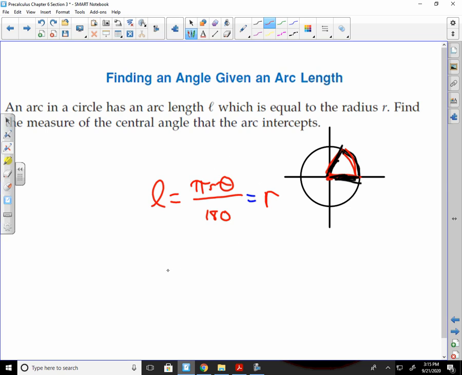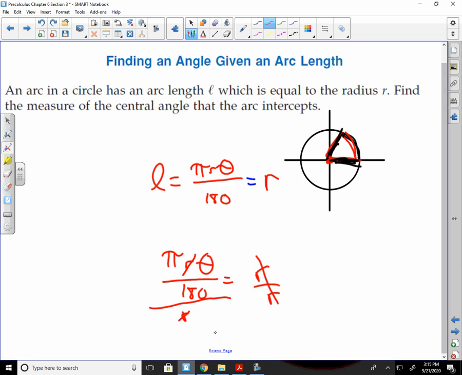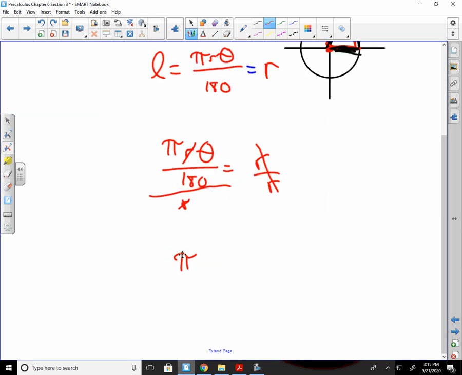Now I can start this one by doing pi r theta over 180 equals r. I can divide both sides by r. I said divide, and then I multiplied. So I'm going to divide both sides by r. This is r over r. So those cancel, and you're left with 1. This cancels out there. So I'm left with pi theta over 180 equals 1. Now I'm trying to solve for theta.